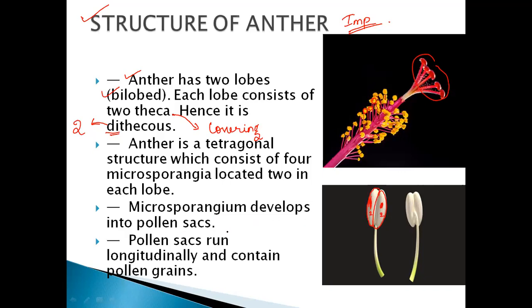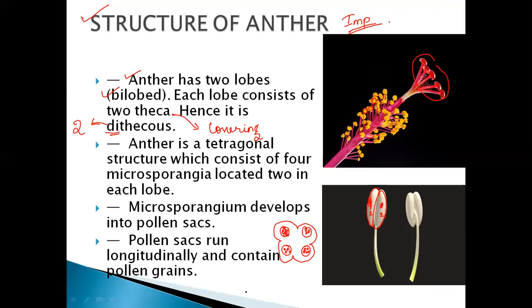Microsporangium develops into pollen sacs. Pollen sacs means those four pollen sacs which are present in the tetragonal structure and which help in the development of the pollen grains. Pollen sacs run longitudinally and contain pollen grains. Yes, pollen sacs run longitudinally in this section, and they contain pollen grains inside it.